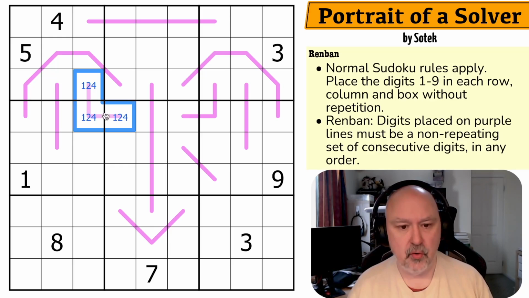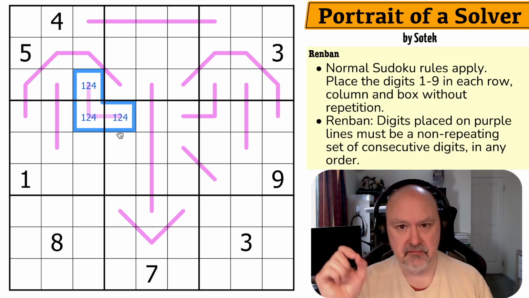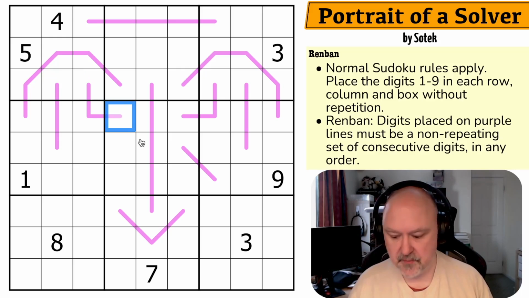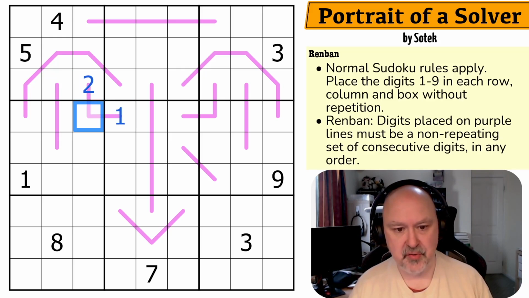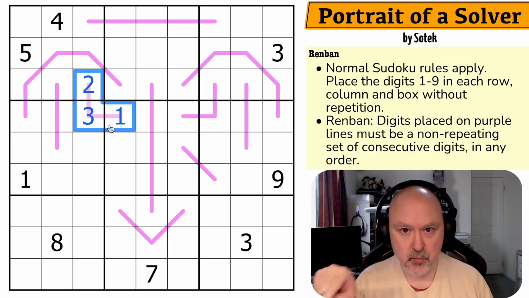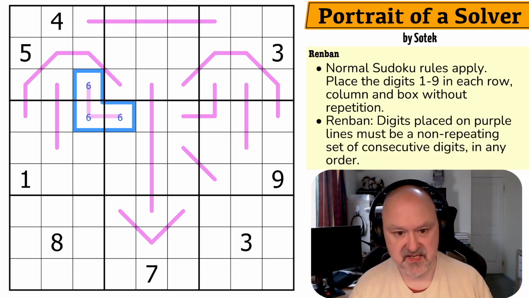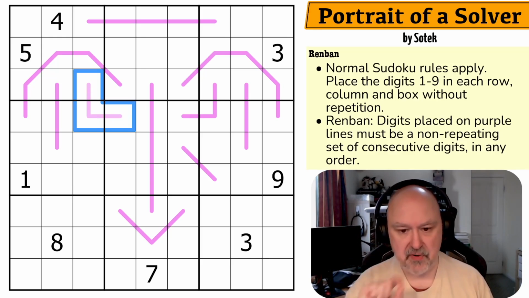But 1, 2, and 4 are not a run of consecutive digits, so that is not valid for the line. When you put them on the line, say they are 1, 2, and 3, you can put them in any order. They don't have to be in sequence. They just have to be on the line in some order. They could also be 6, 7, and 8. That would be perfectly fine as well, as long as they are a run of consecutive digits.